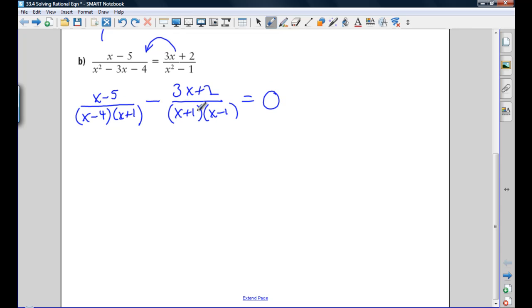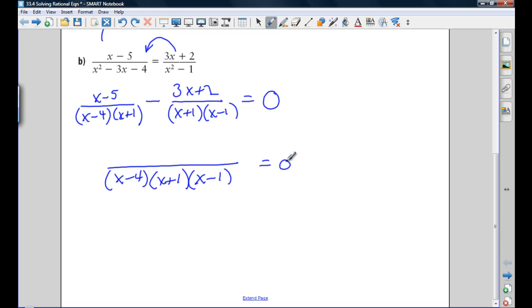And eventually, what I want to do is solve for x. So I know that when I add and subtract fractions, I need to have the same common denominator. So if I look at the first rational, I have x minus 4 and x plus 1. Those automatically have to be included in my denominator, the first two. When I look at my second one, I see a common x plus 1, so I don't need to include that anymore, but I do need to include a new x minus 1.